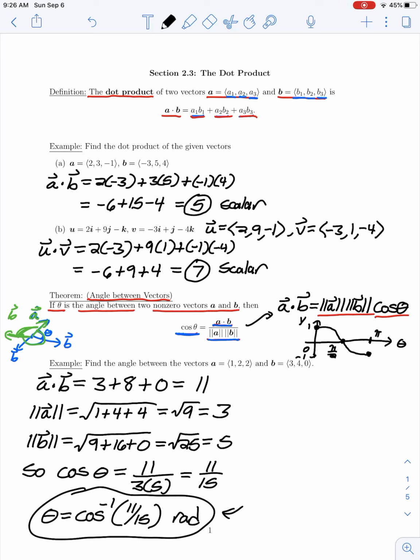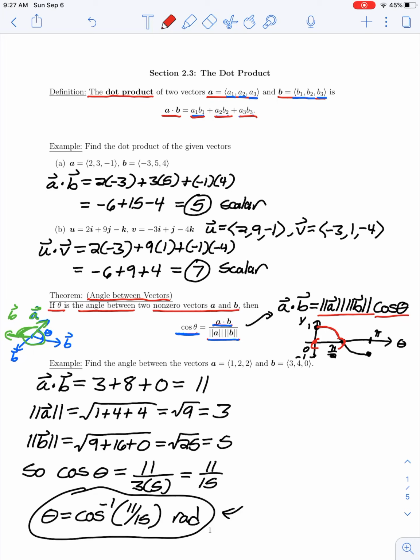So if the angle between my two vectors, theta, is acute, that is, if this angle is somewhere between 0 and pi over 2 radians, or less than 90 degrees, then cosine of theta, which is graphed here, would have to be positive. It's lying above the horizontal.